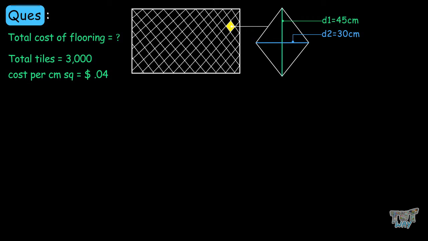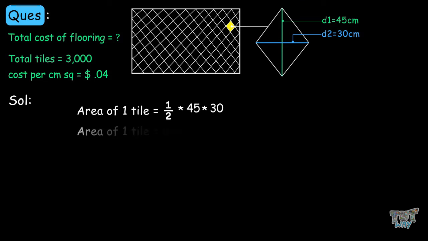We are given that the number of tiles is 3,000. Diagonals are 45 centimeters and 30 centimeters. And the cost per centimeter squared is 4 cents. So we can calculate the area of one tile by the formula half times d1 times d2. So we will get 675 centimeters squared.